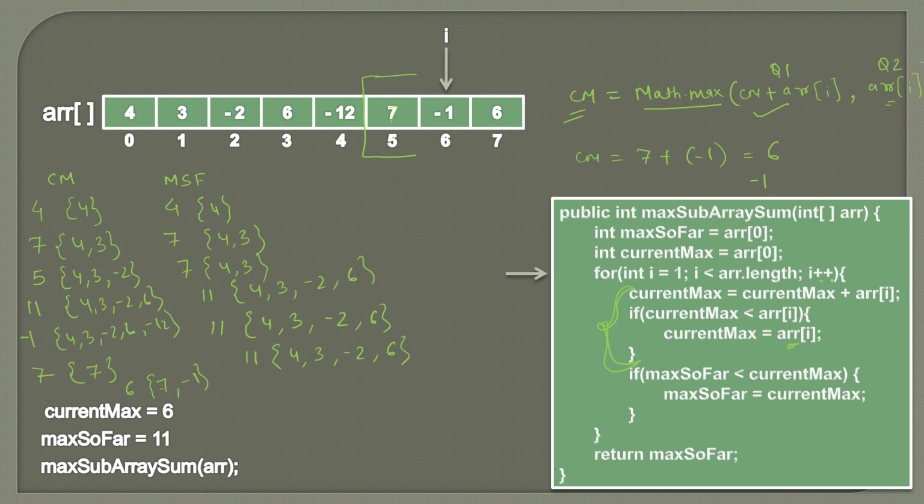Now we'll increment I. So now I will point to the 7th index, and here this current subarray has included minus 1 with it. Now we'll simply add the value 6, which is this value, with the current max. So 6 plus 6 is 12. So current max will become 12.